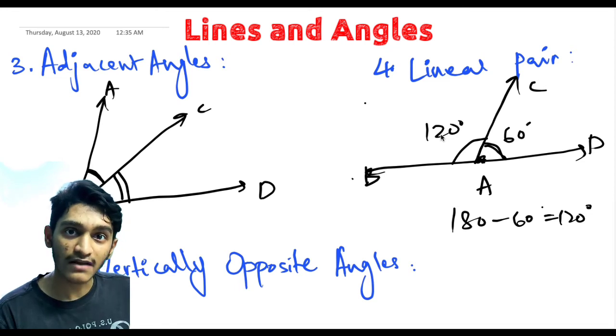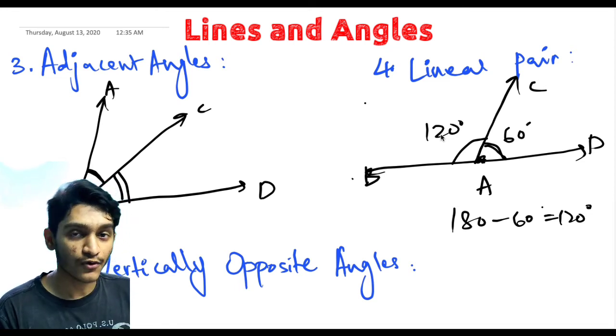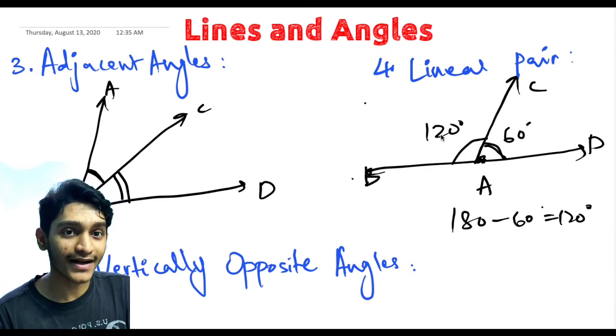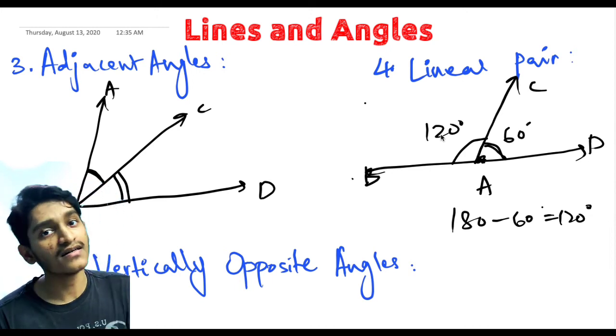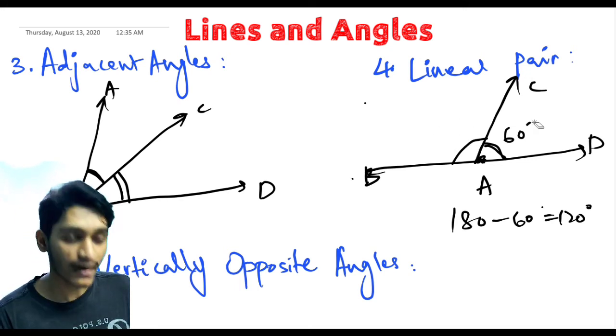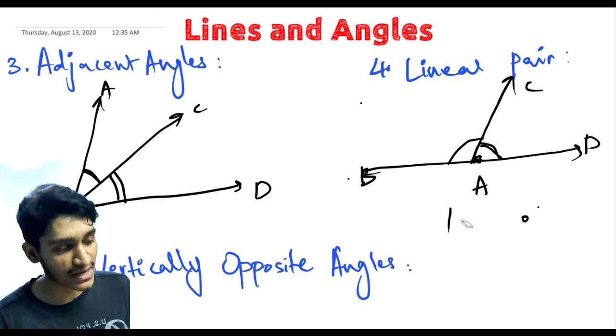Using linear pair, if you know one angle and you don't know the other angle of a straight line, then 180 minus the known angle is the angle to be found. Well, 180 minus 60 is 120. Now we found out the unknown angle as well.